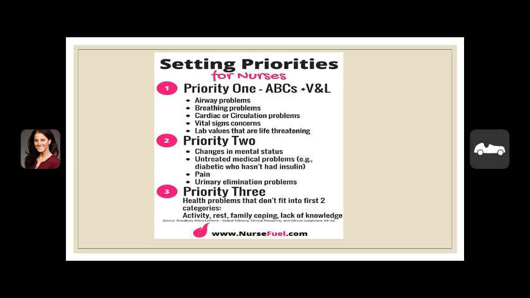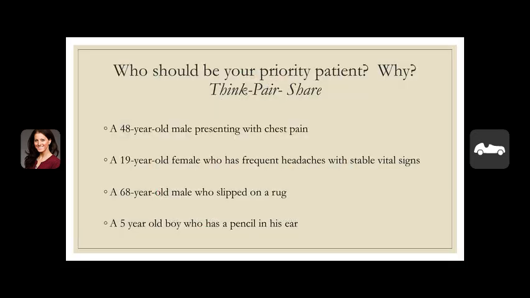And then your tertiary, or your priority 3, are those that are health problems that don't necessarily fit into the first 2 categories. Maybe they are having issues with activity or rest or family coping or lack of knowledge. And these are patients where, if they were in the waiting room, they don't necessarily have to be seen right away. They still have to be seen, but they're not your urgent, I need to take care of this patient now type of situation.